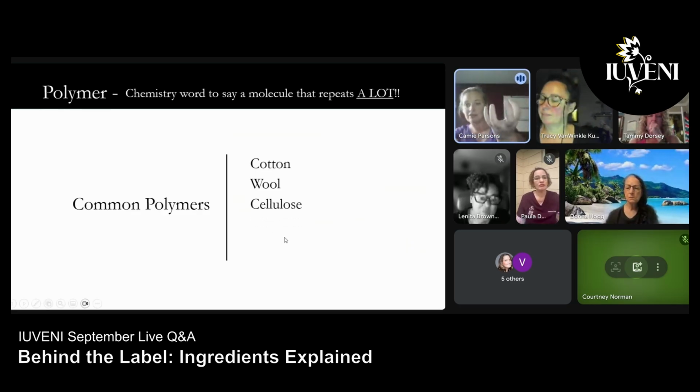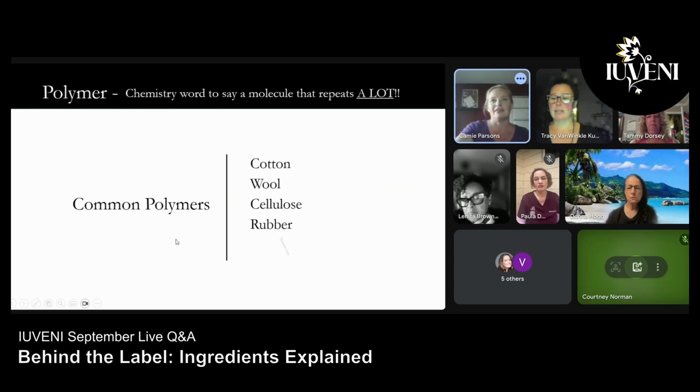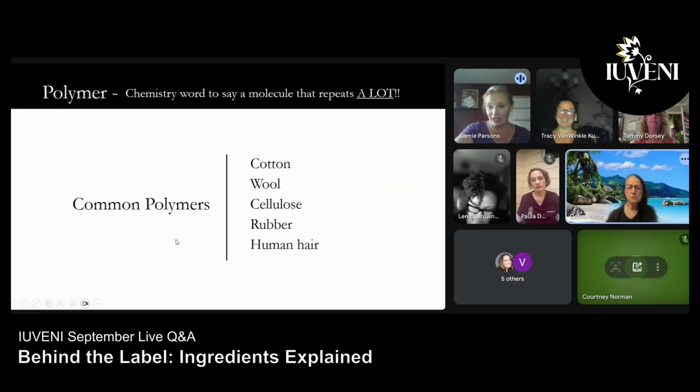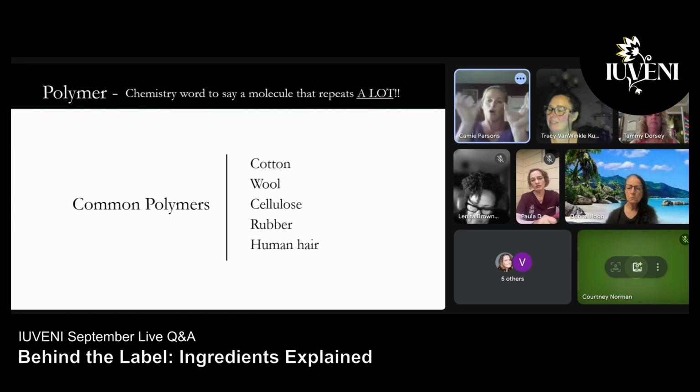Cellulose, like trees, that's a polymer. Rubber, and actually we're going to get to an interesting thing later. Again, it's the same base that repeats over and over and over again. And human hair. Keratin can be classified as a polymer because you'll have the same keratin over and over and over again. So just because you hear polymer does not mean it's a negative. It just means that there's one thing that repeats again and again.